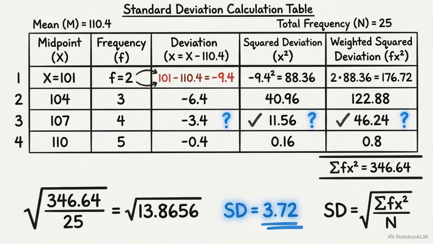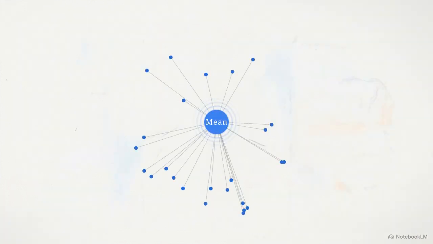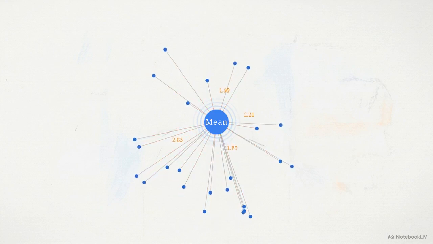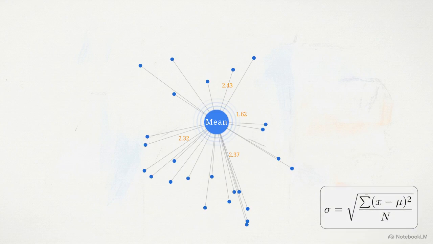If you got these numbers, you understand the logic. To finish, we add that final column to get the sum of all squared deviations, divide by our total number of items, and finally take the square root. That gives us our exact standard deviation. Standard deviation is the most reliable tool in statistics because it refuses to ignore any data. It uses every single data point to prove exactly how much the numbers fluctuate from the norm.